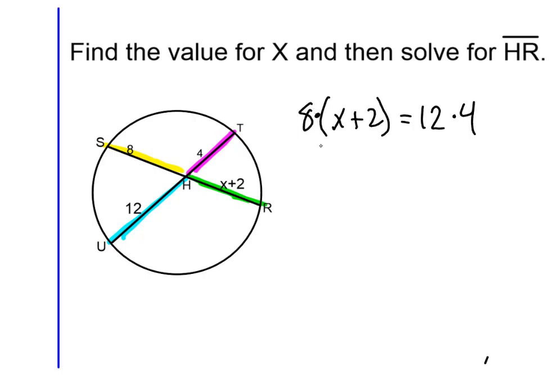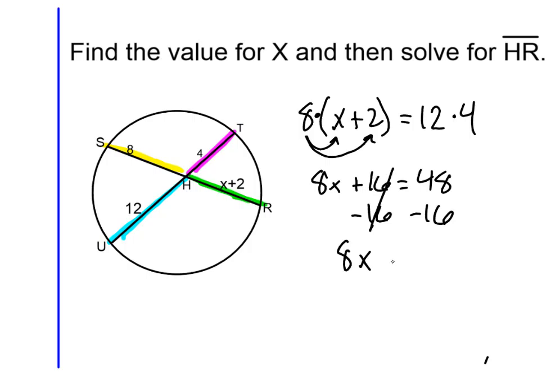To solve this, we are going to distribute. 8 times x is 8x, and 8 times 2 is 16. 12 times 4 is 48. Let's subtract 16 from both sides. 8x is now equal to 32. Divide both sides by 8, and I end up with an x of 4.